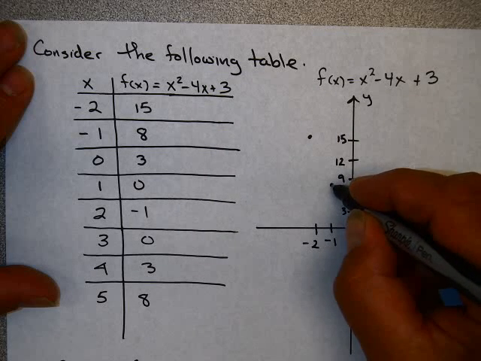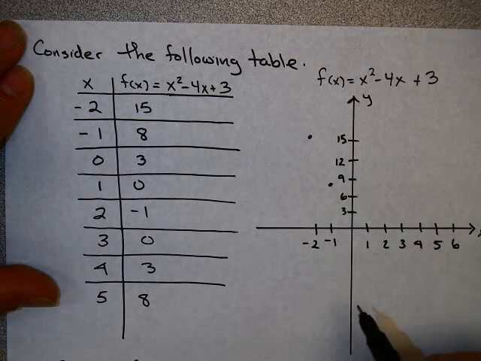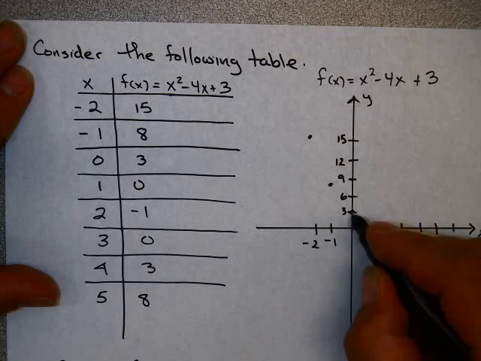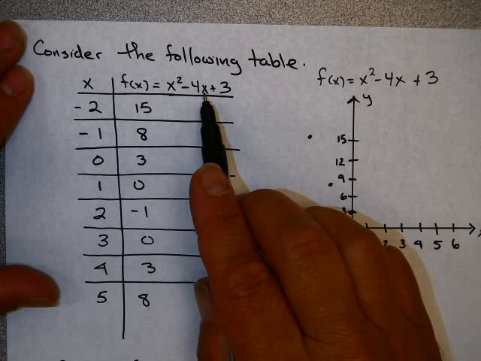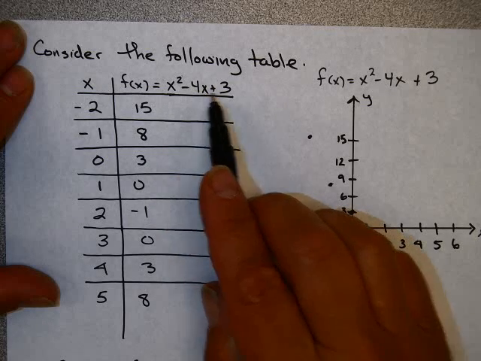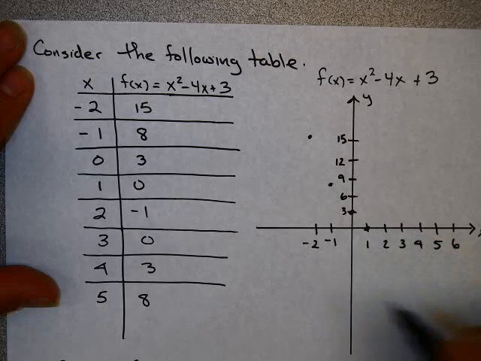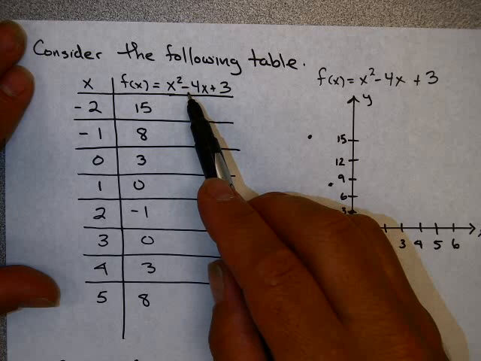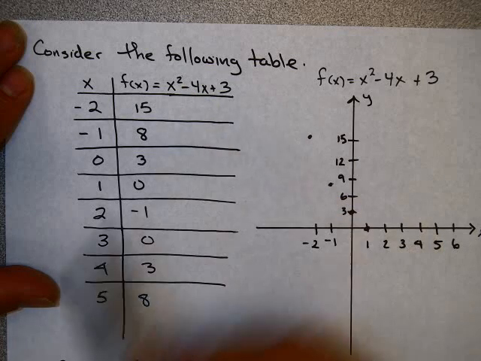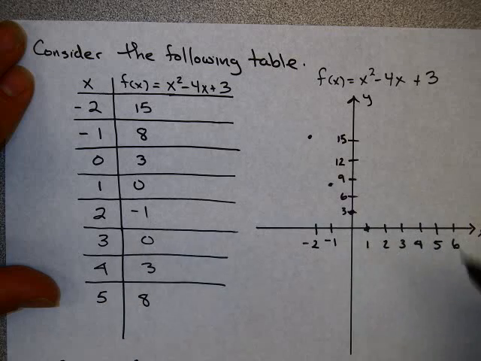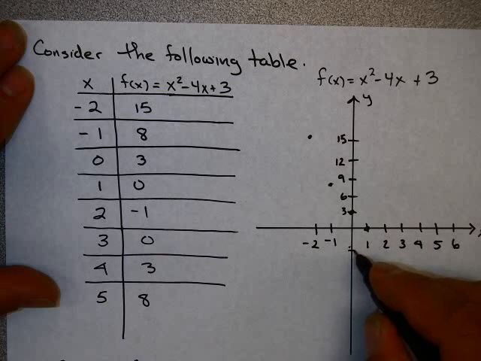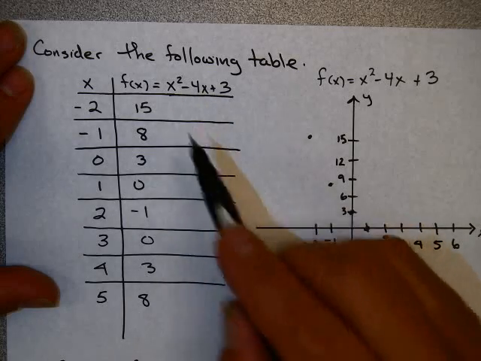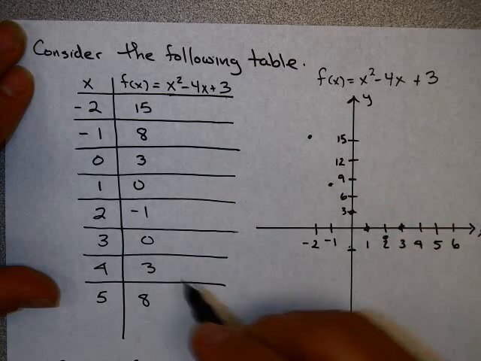If I plug negative 1 in here, making this table work, I have negative 1 squared, which is 1, minus 4 times negative 1, which is plus 4, so that's 5, plus 3 is 8. Negative 1, 8. I kind of have to guess where that is, maybe about right here. Plug in 0, I get 0 squared minus 4 times 0 plus 3, which is just 3. Plug in 1, I get 1 squared minus 4 times 1, which is negative 3, plus 3, which is 0. Plug in 2, I get 2 squared, which is 4, minus 4 times 2, which is minus 8, plus 3 is negative 1.